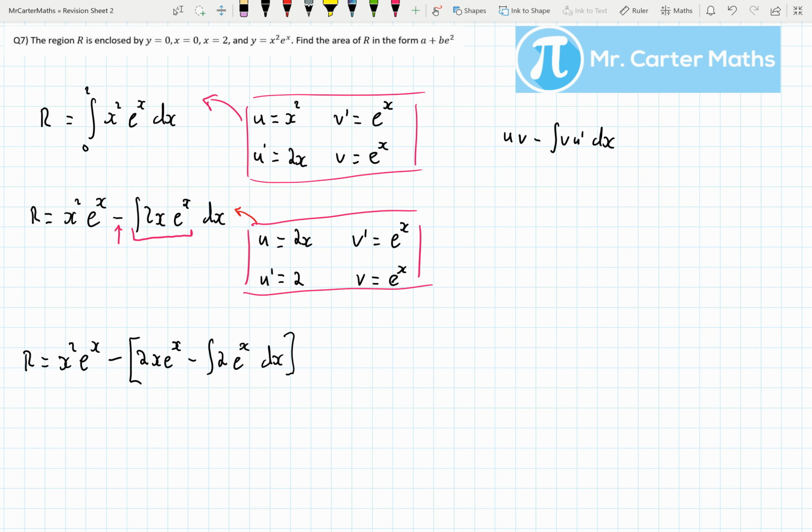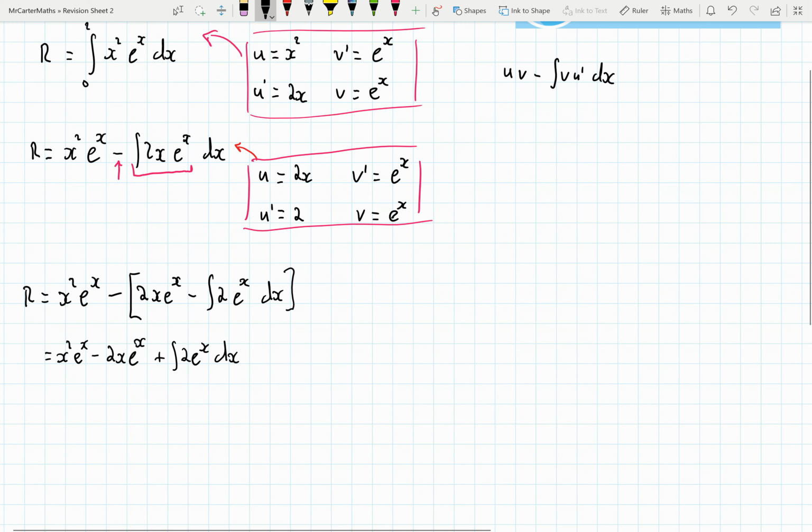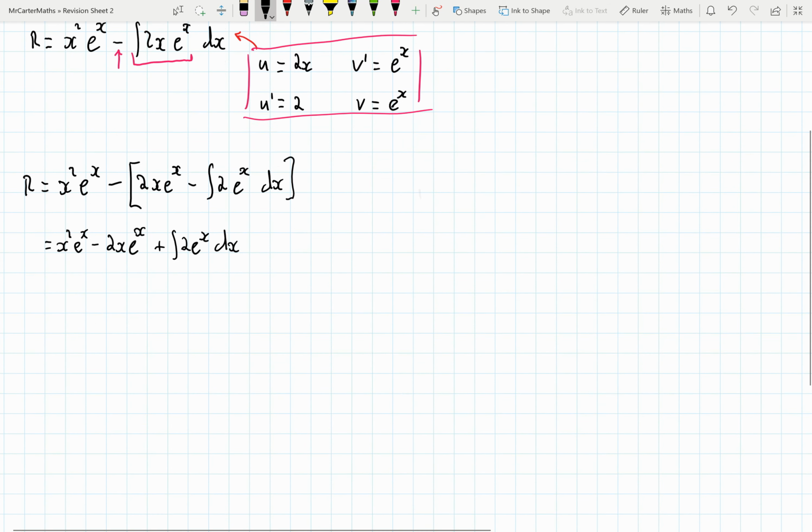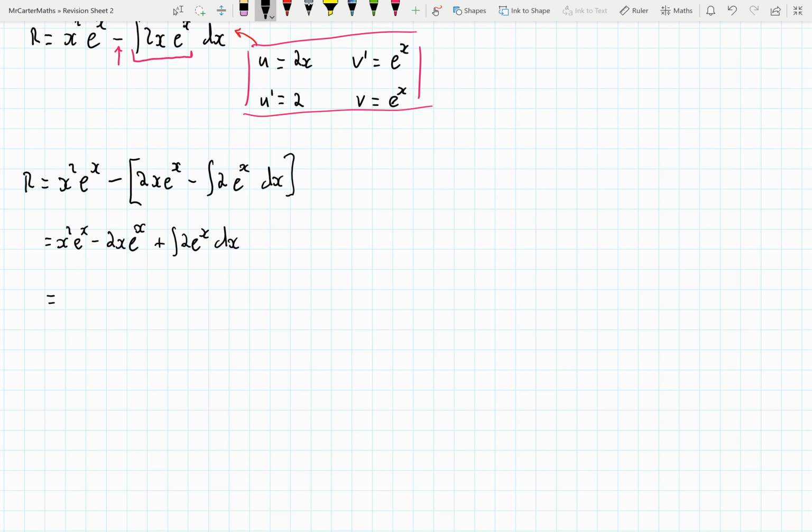Okay, so now I would expand that bracket. I have x squared e to the x minus 2x e to the x, minus minus, so I have plus the integral of 2e to the x dx. Now this is a nice place to be because the integral I've landed on suddenly just has one kind of algebraic term that I can integrate on its own. So x squared e to the x minus 2x e to the x plus 2e to the x.